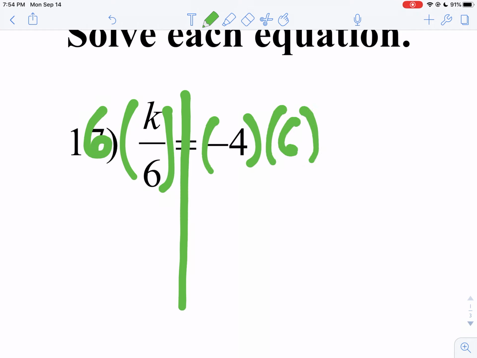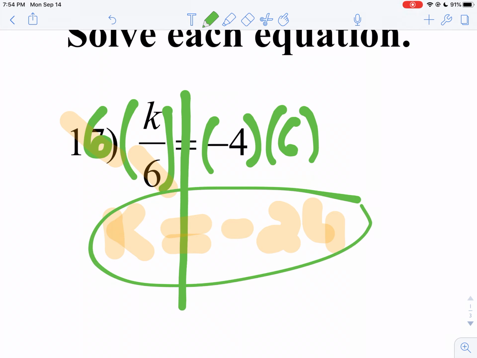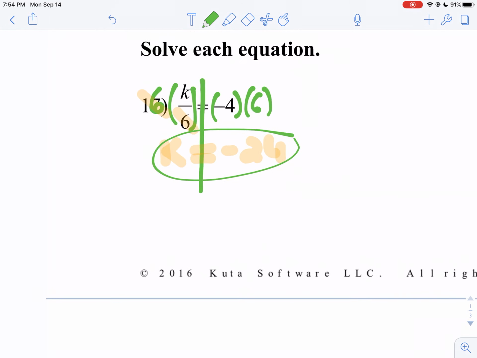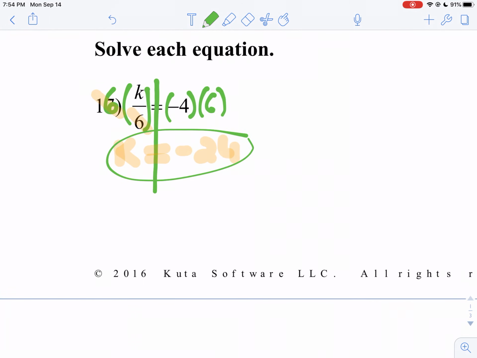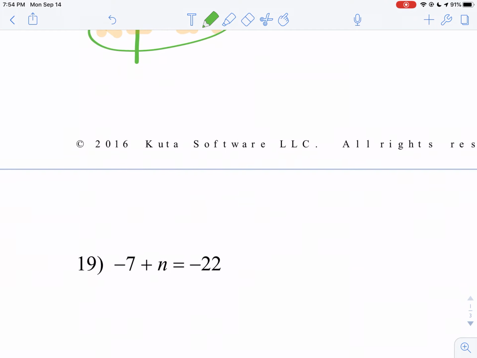And you will see that this is going to cancel here. 6 divided by 6 is 1, so you have your k by itself. And then negative 4 times 6 is going to be negative 24. Make sure that you check your answers in the back. The answers are provided to you, so make sure you check your answers. These are easy, so you would know most of the time that you got it right. But when we go to multi-step equations, make sure that you always check.